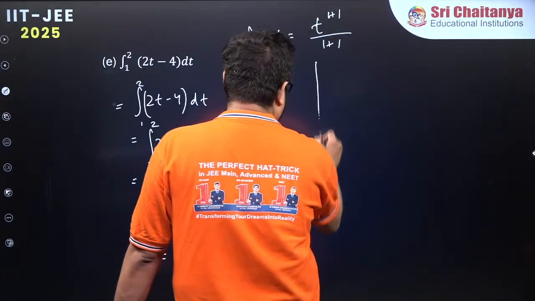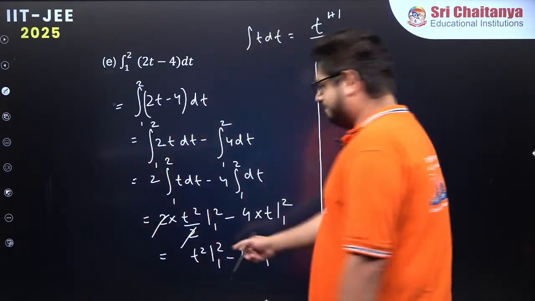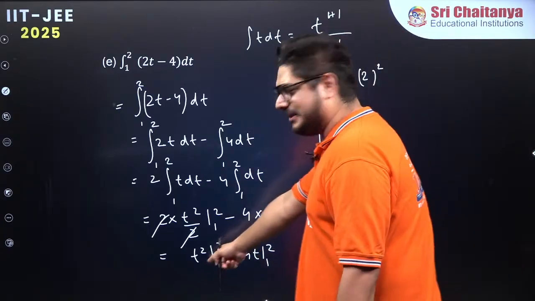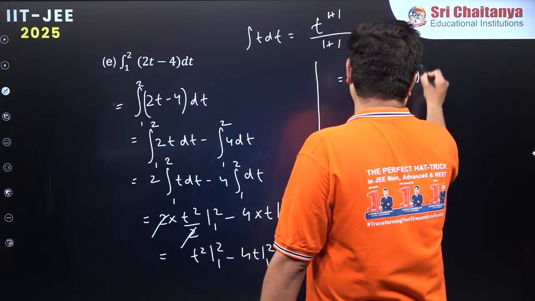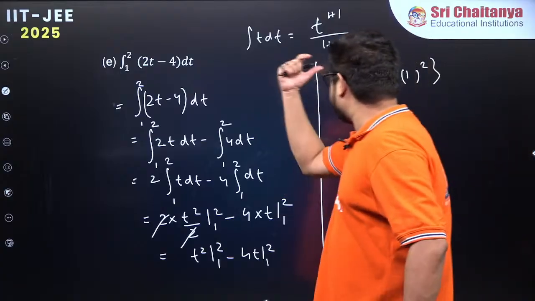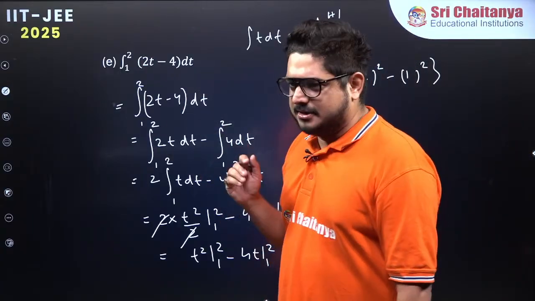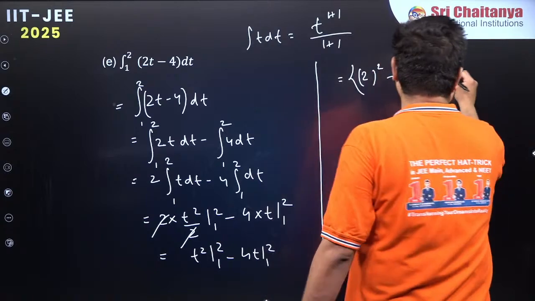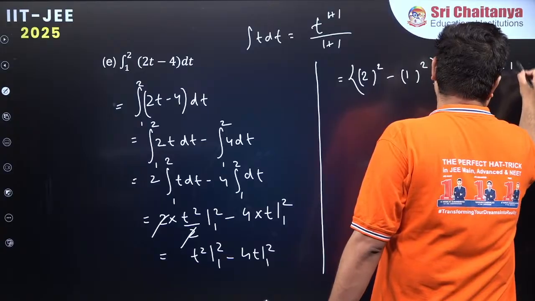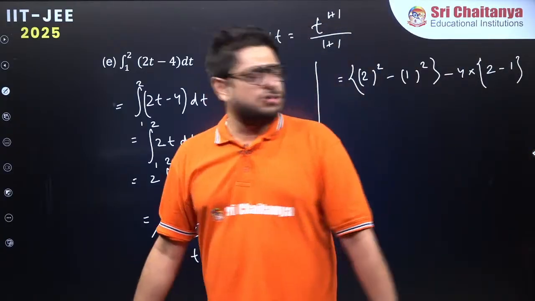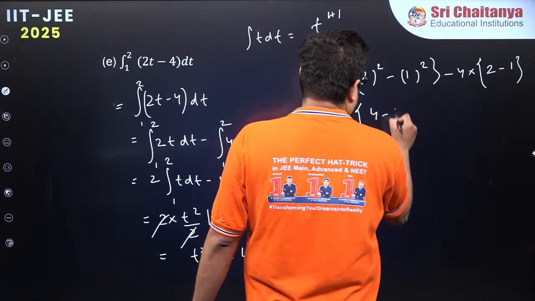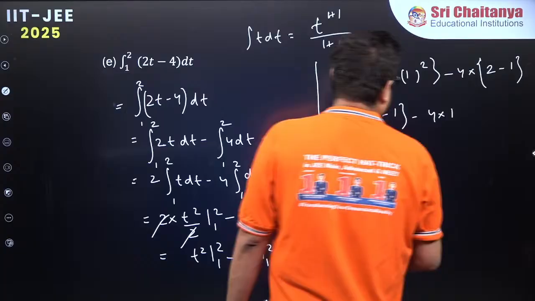So this can be solved over here. If I put the upper limit, can you put the upper limits, everyone? It's going to be 2 square minus 1 square. Clear, everyone? For t square, I am putting the upper limit minus the lower limit. Followed by minus 4 into upper limit 2 minus lower limit 1. T is there, right? So 4 into 2 minus 1.